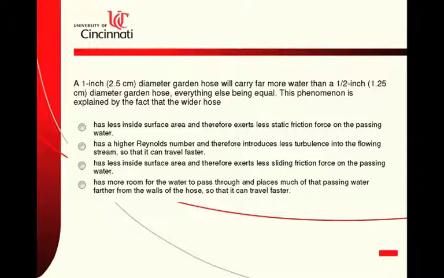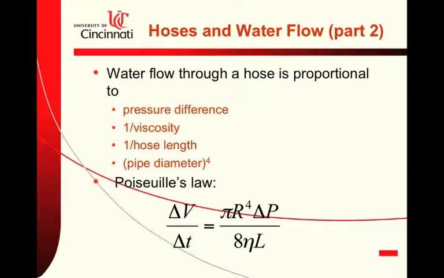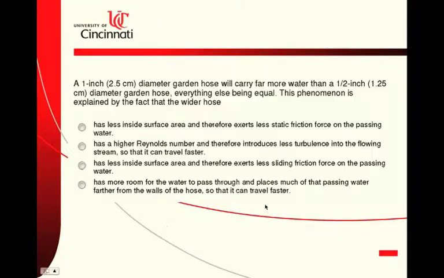And the idea with these, again, this Poiseuille's law, is that you lose energy by having the water close to the walls. The farther they get away from the walls, the less energy they lose, and that's why this varies much more dramatically than one would expect in terms of the flow rate. And so the only thing that really works is that the last one has more room for water to pass through and passes much of that passing water farther from the walls of the hose so that it can travel faster. It's just a matter that you lose less energy.